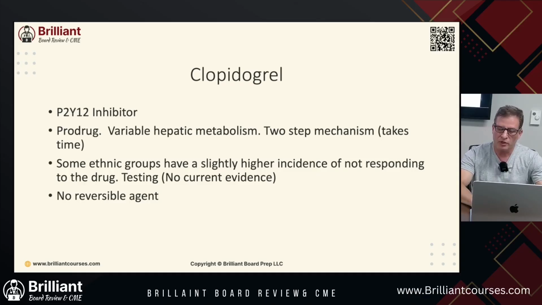Now, remember we talked about how it's a prodrug, and that prodrug is broken down by the CYP system in our liver into an active metabolite. And remember, certain patients are not going to break that down, so we're giving them medication that they can't use. So what can we give to those patients? Prasugrel.